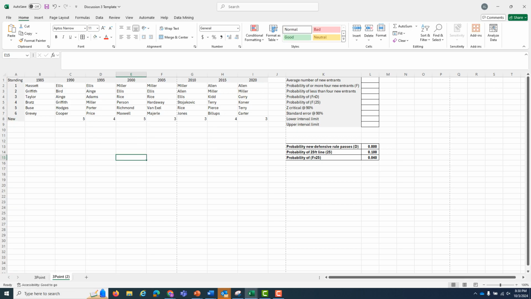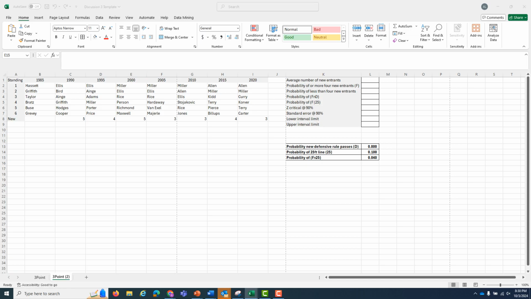So these numbers on the bottom, I did that all the way through, tracking how many new entrants there were that weren't there the last time. So in 2000, 5 new people moved into the top 6. In 2005, 3 new people moved into the top 6. In 2010, 3 new people moved into the top 6. In 2015, it was 4. And in 2020, it was 3. And now we've got all the information that we need to start doing some calculations.